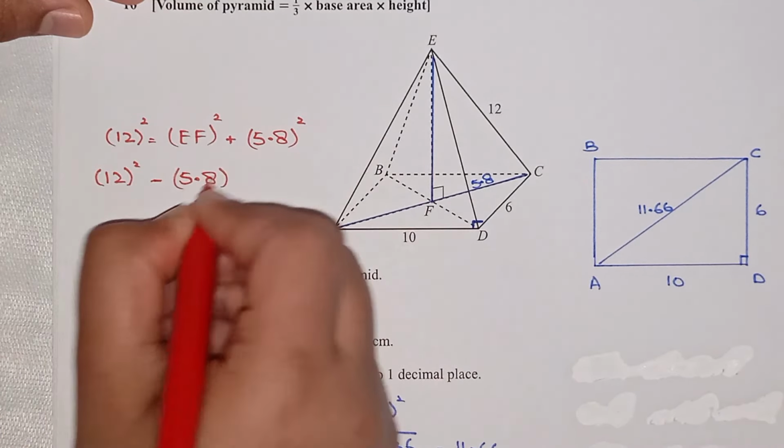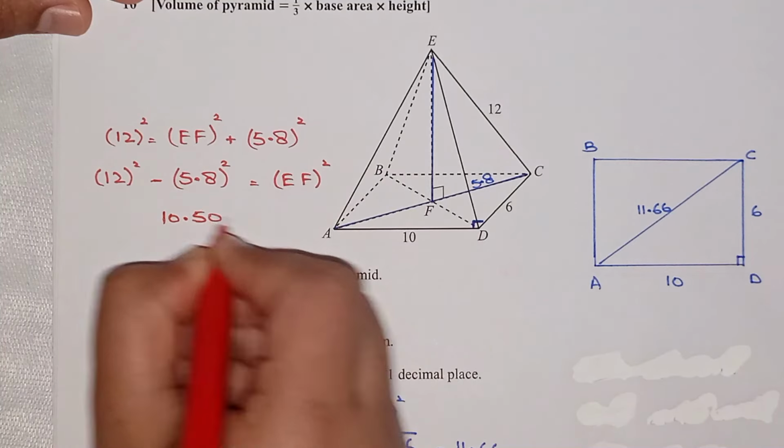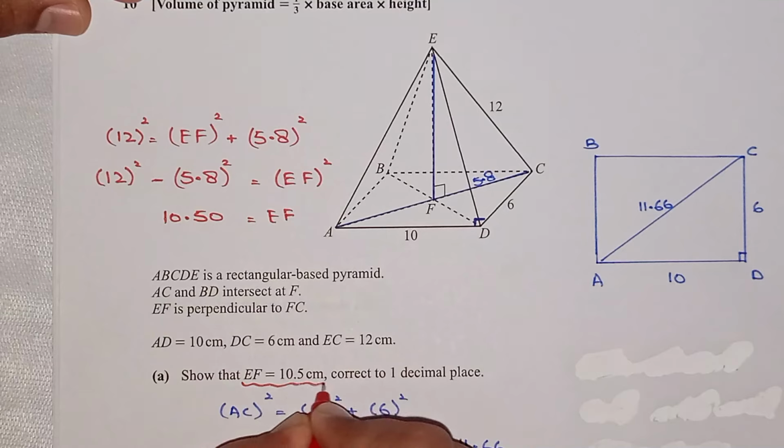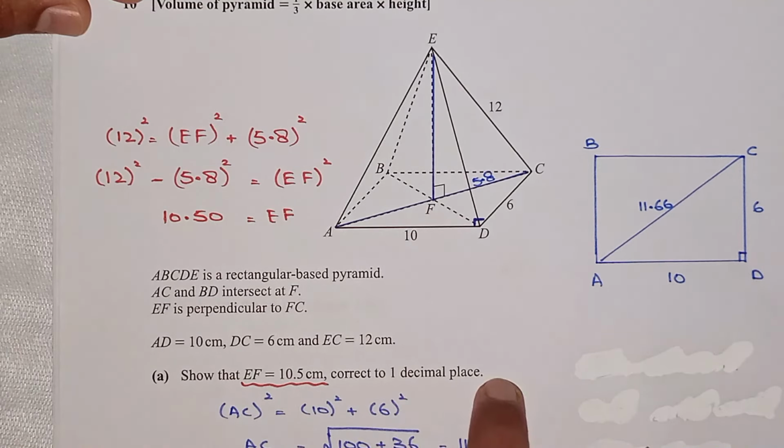And for EF, we can do a square root. So 12 square we know is 144. So 144 subtract 5.8 square and then doing a square root, it would be 10.50. So 10.50 would be EF, and we have shown that EF is 10.5 centimeter, correct to 1 decimal place.